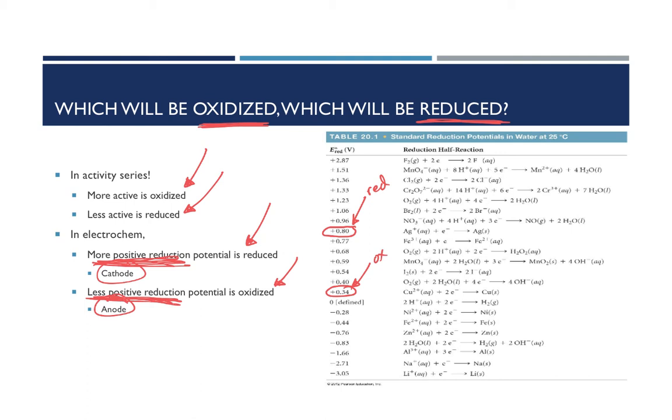Okay. Likewise, I could do some other ones on the other side, right? Negative 1.66, maybe we have aluminum, and maybe we have fluorine ions, okay? More positive, going to be reduced. Less positive, going to be oxidized.